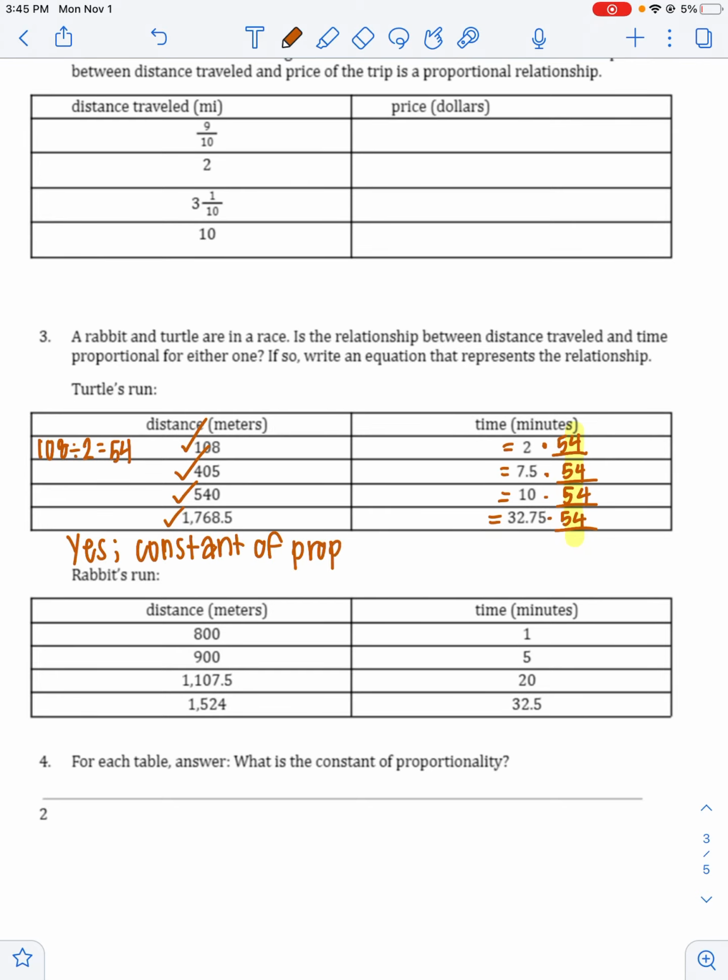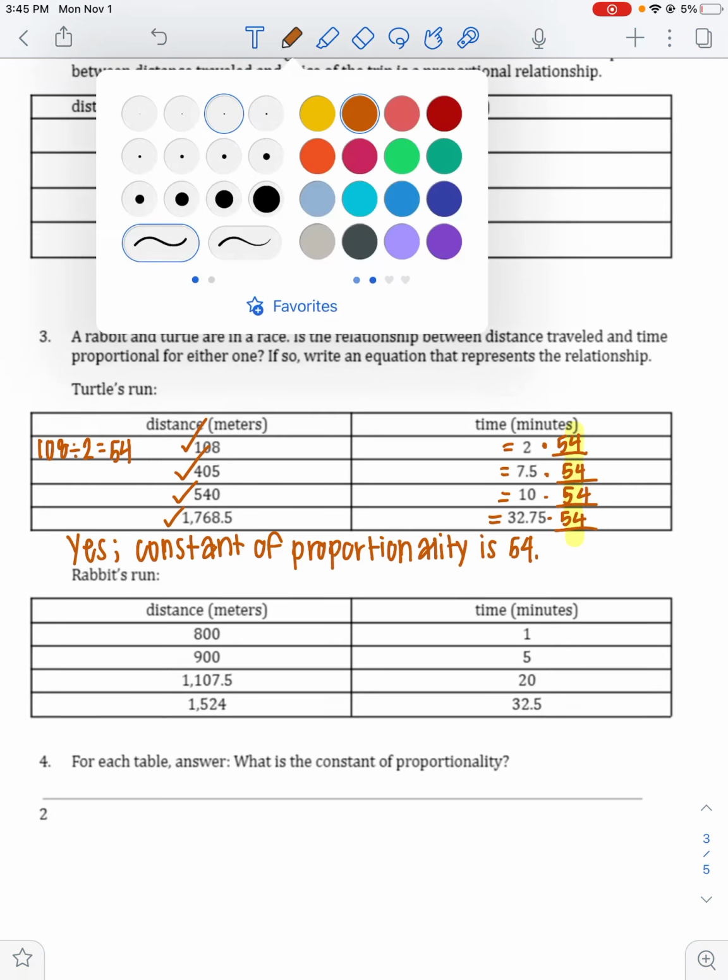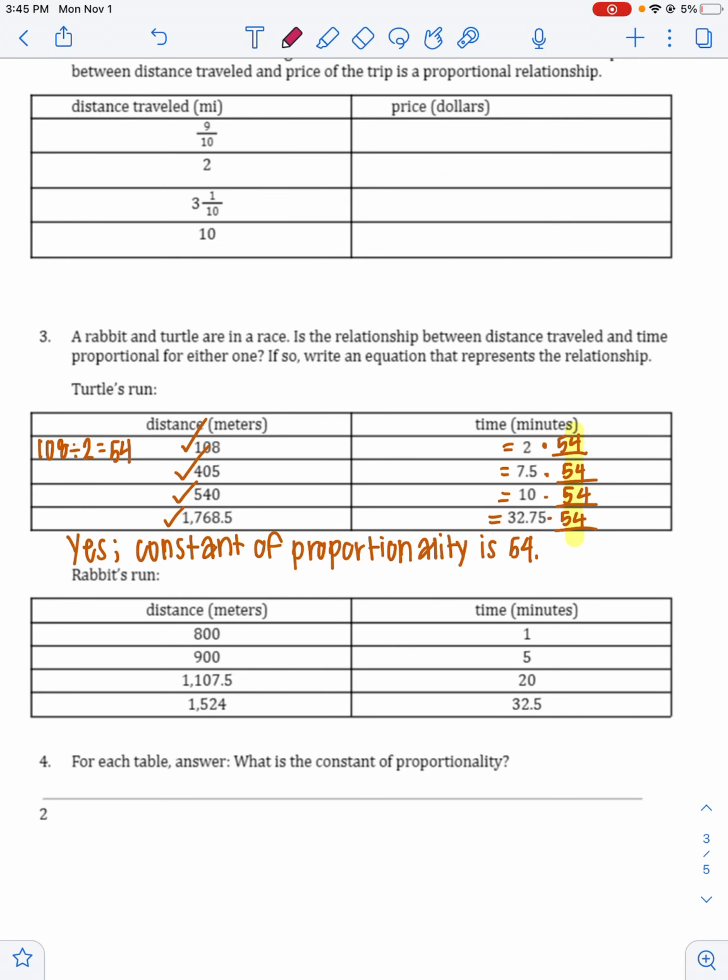Now notice that in the directions, it asks us to write an equation to show the relationship between time and distance. And I know that I can represent both with a variable, we'll call time t and distance d. I'm multiplying time t times 54 every single time. So 54 times t equals d, which is distance. Now, that means the turtle is yes, a proportional relationship, but what about the rabbit?